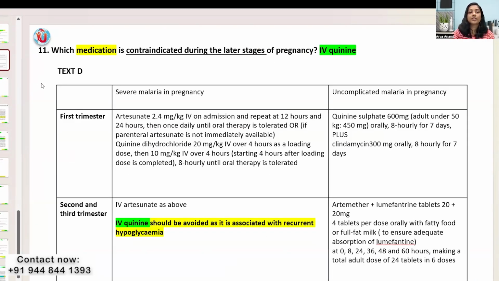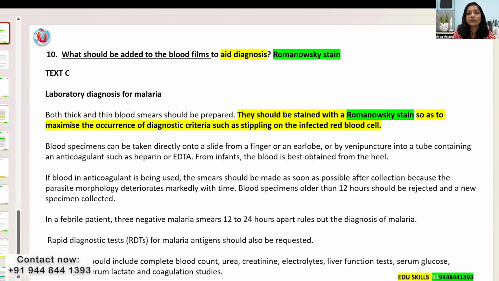So we'll move to the next question. Can we write A? A, Romanowski stain. So can we write A? No need. You can write what they have asked, what should be added. No need to write A, Romanowski stain. We used to write Romanowski stain, right? No need to add A. Okay, ma'am. Because here it's a question answer type, no? So no need, because they asked the name of that, right? What should be added? So no need to write A.